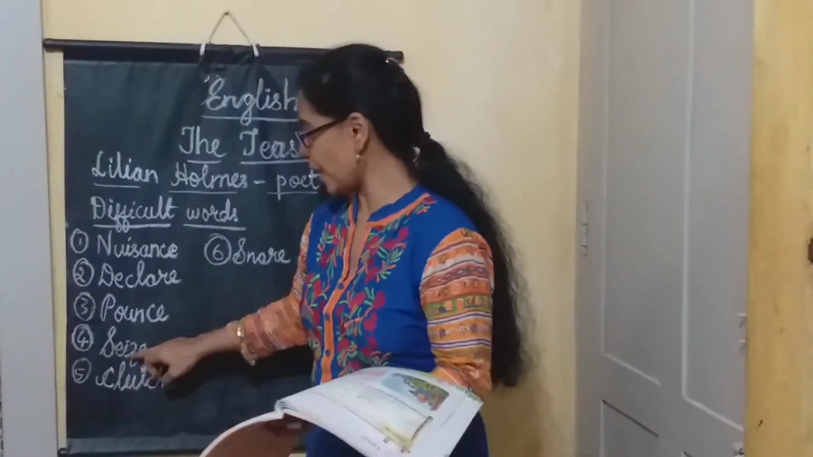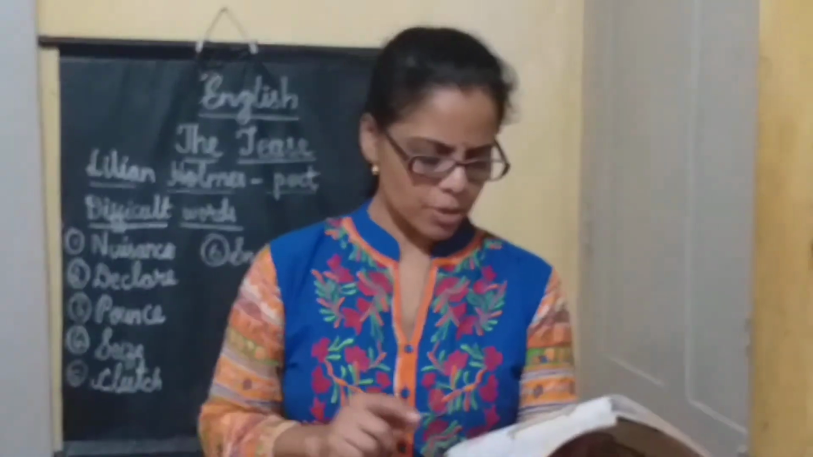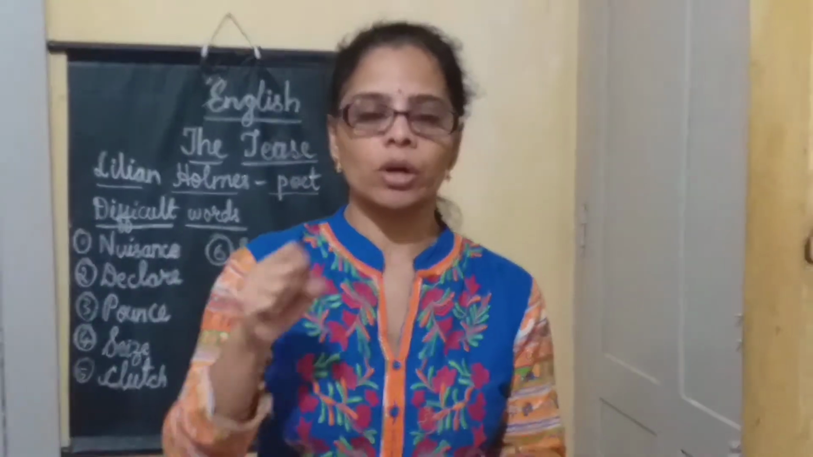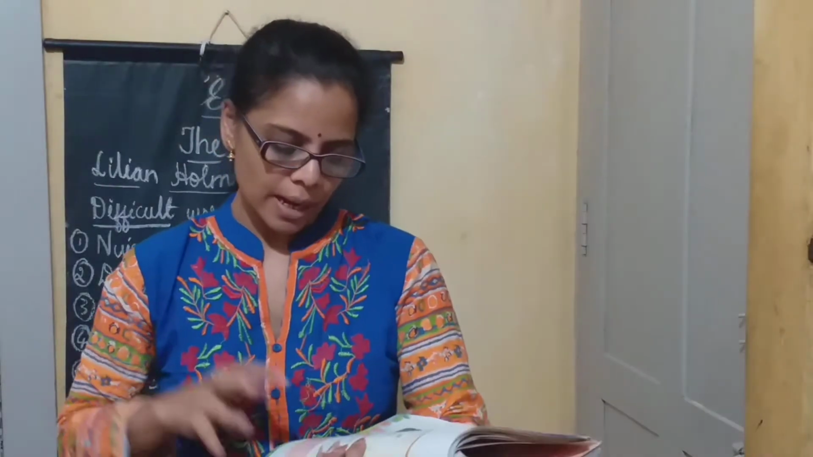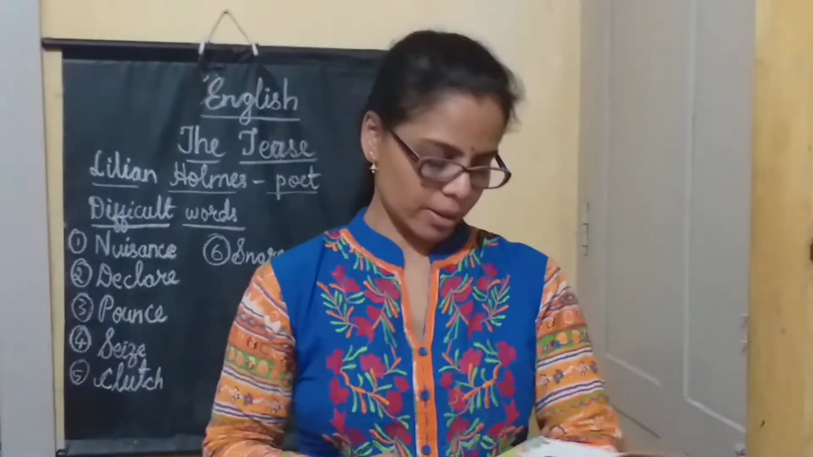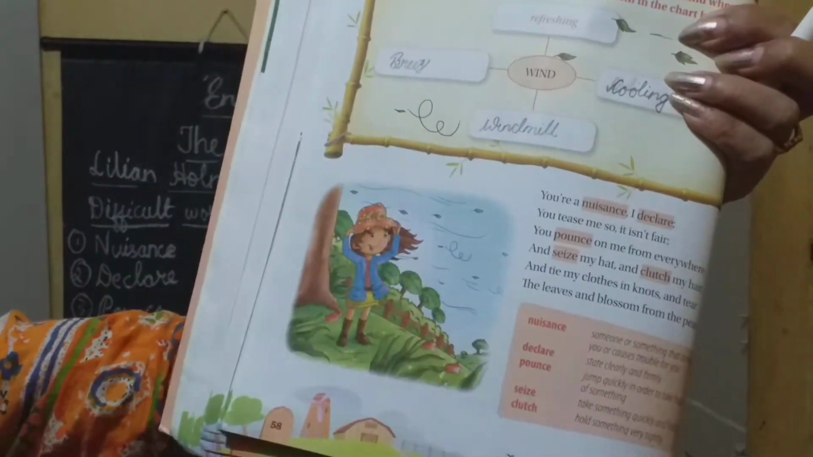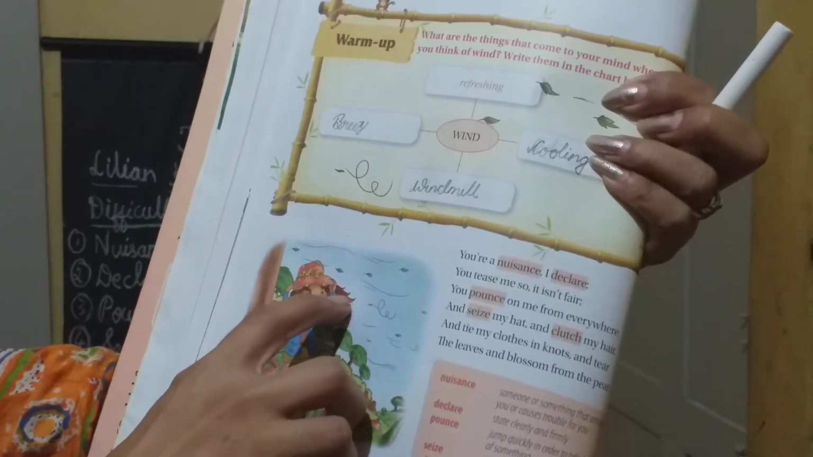Seize, S-E-I-Z-E. This is the pronunciation. Seize. What is the meaning of that? Take something quickly and hold it. What is the wind taking? The wind is seizing the hat. The child is wearing a hat, and then it clutches my hair. See, the hair is moving here and there. You can see in this picture, the child is holding the hat firmly, and the hair is being clutched.